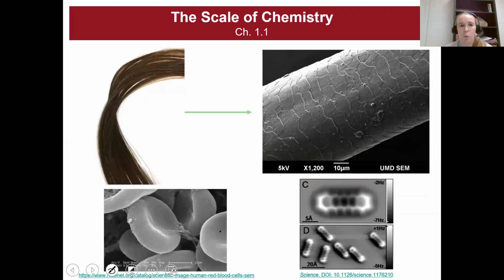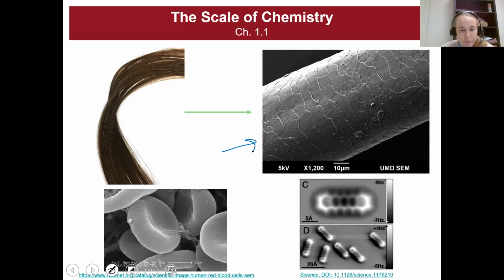So we can see individual strands of hair, correct? But if we use an electron microscope, we can make them look huge. So this is a strand of hair under an electron microscope. A typical average width, or diameter, of a strand of hair is 100 microns or micrometers. So that's a tenth of a millimeter. So we can't really see it that well without a microscope.